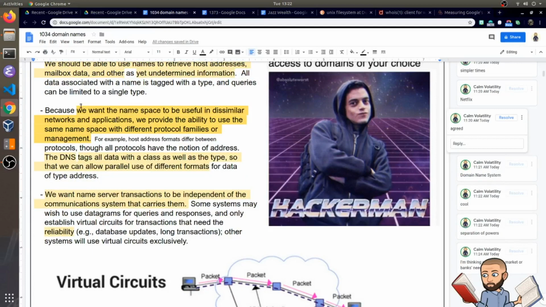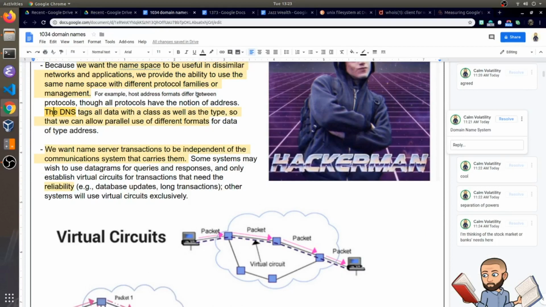Now, because we want the namespace to be useful in dissimilar networks and applications, we provide the ability to use the namespace with different protocol families or management. So I said agreed right here. If you want video, or if you want pictures, or if you want a mixture of these things, if you want mail, or if you want to securely log into another computer, all these different protocols, that ability needs to be there. And doing all those things through one single system, such as DNS, makes sense.